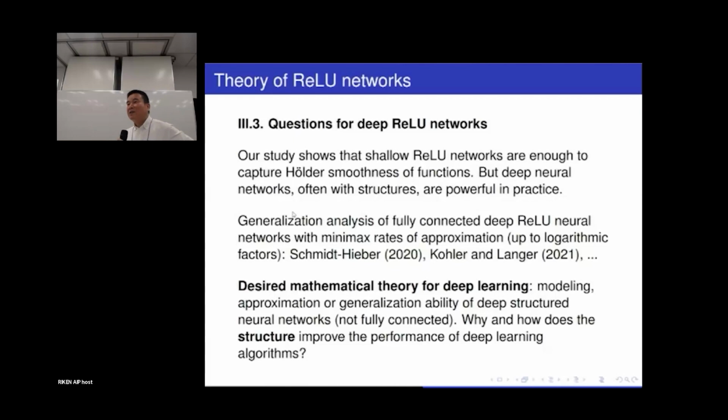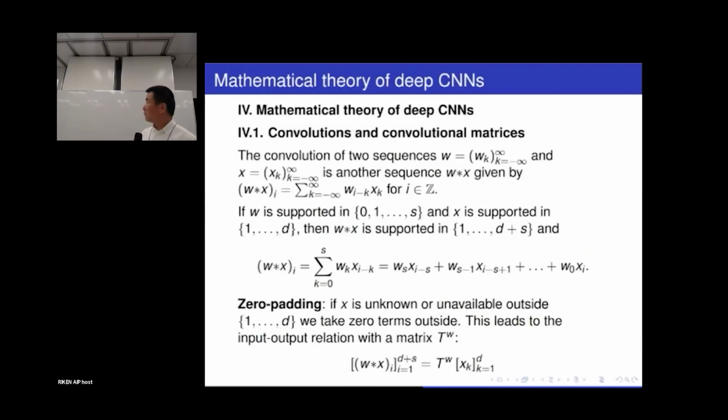But in practice, we know that deeper neural networks are better than shallow ones. So we want to know which kind of structures of the target functions play a role in the power of deeper neural networks. And that's what we want to study. So we want to know not only the smoothness, but some other structures that play a role in the good performance of deeper neural networks. So I want to describe one for deep convolutional neural networks.